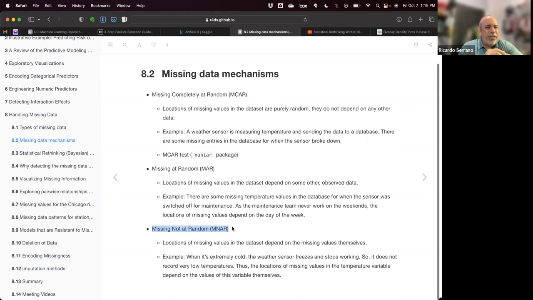Let's take that same weather sensor, our ultra weather sensor. It says when it's extremely cold, the weather sensor freezes and stops working. In other words, it has an operational limit that if it goes below that temperature, it's going to stop working. So when it happens, it's not going to record any of those temperatures, which are very low. In other words, it's not going to give any data, or it's going to give you a low point, right? Thus, the locations of missing values in the temperature variable depend on the values of the variable themselves, okay?